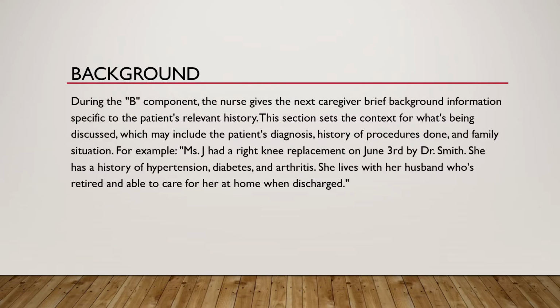Background. During the B component, the nurse gives the next caregiver brief background information specific to the patient's relevant history. This section sets the context for what's being discussed, which may include the patient's diagnosis, history of procedures done, and family situation. For example, Ms. J had a right knee replacement on June 3rd by Dr. Smith. She has a history of hypertension, diabetes, and arthritis. She lives with her husband, who's retired and able to care for her at home when discharged.